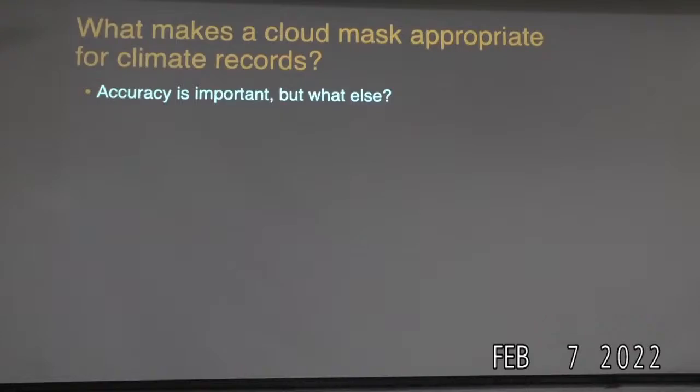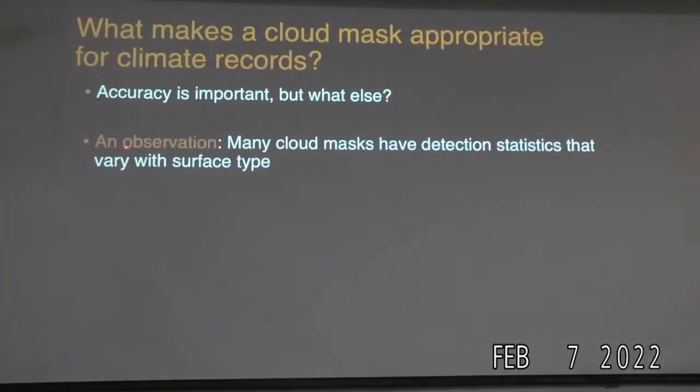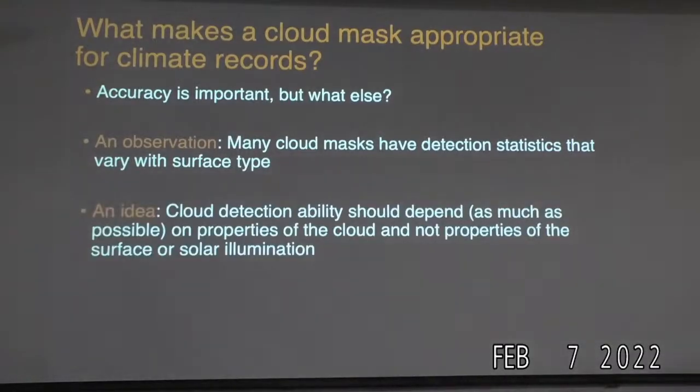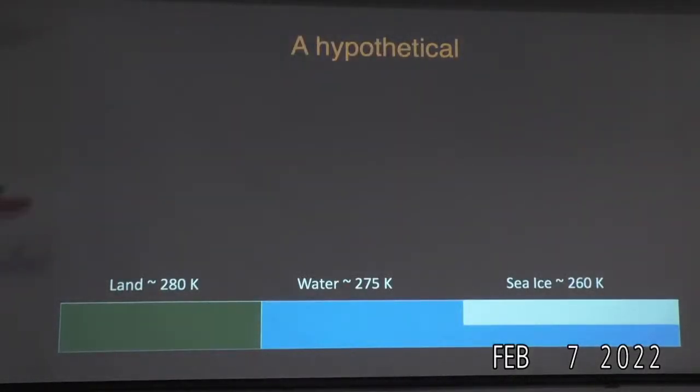From there, I asked what makes the cloud mask appropriate for climate reference. Of course, we care about performance, but is there something else? An observation I made over and over again in the last few slides is that many cloud masks have detection statistics that vary with surface type. I had this idea that cloud detection ability should depend as much as possible on properties of the cloud and not properties of the surface or solar illumination. So I'll offer a hypothetical to explain why we might think that.